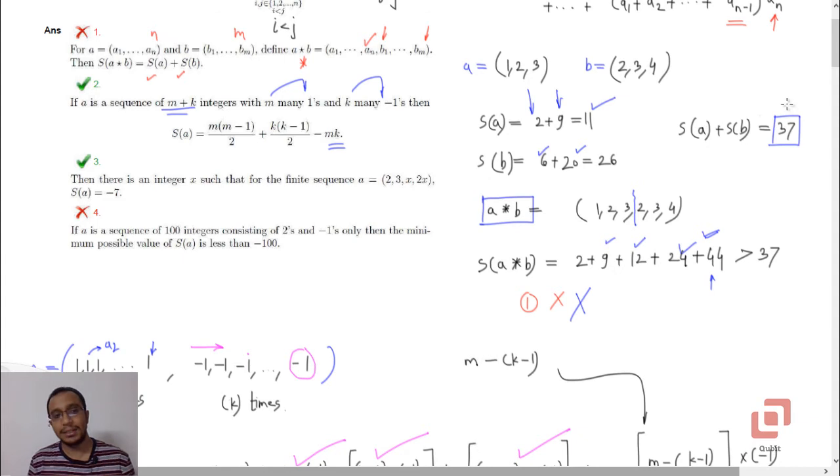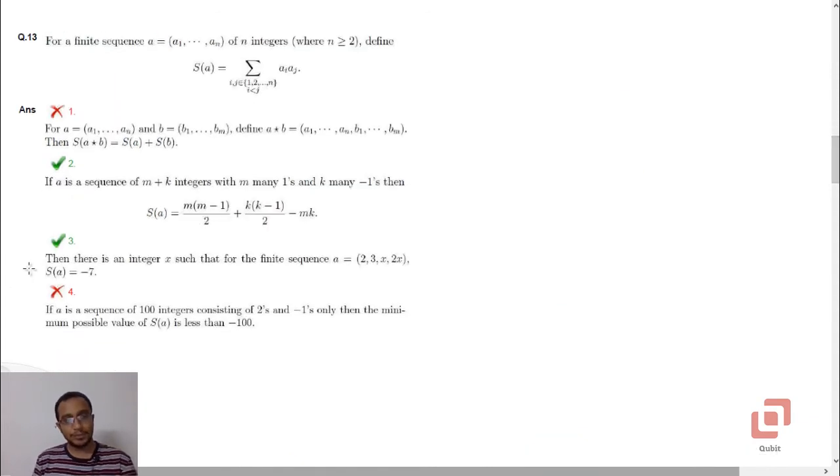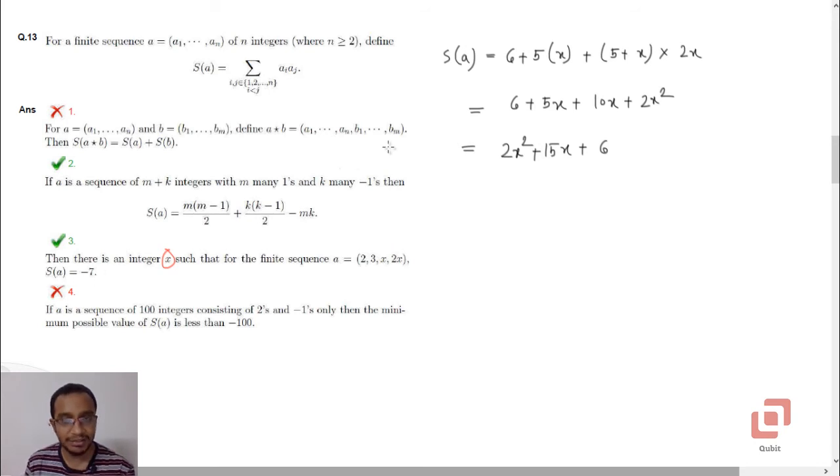Let us go to option 3. Now option 3 reads, if we have such a sequence and such a sum defined, then there is an integer x such that for the finite sequence a, which is 2, 3, x, 2x, SA equals negative 7. Now you'll see that this gets converted into a quadratic equation problem.